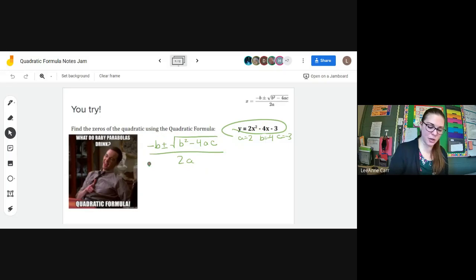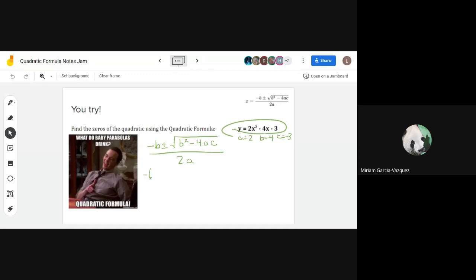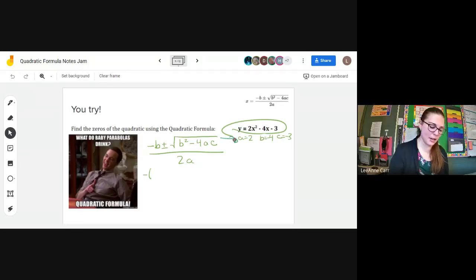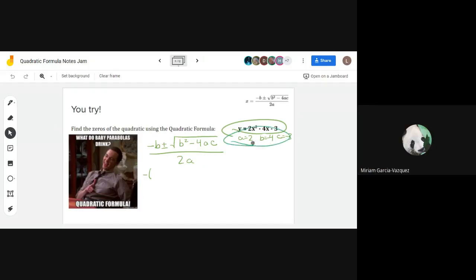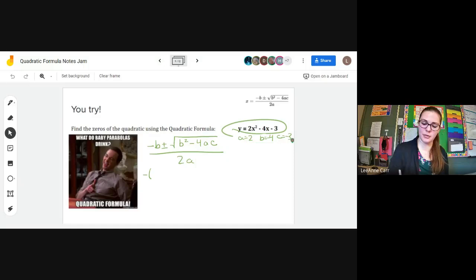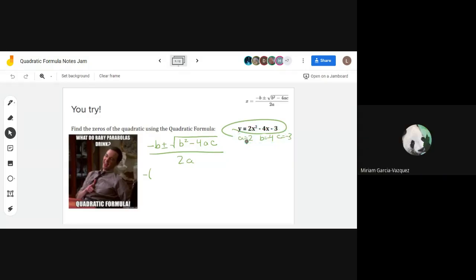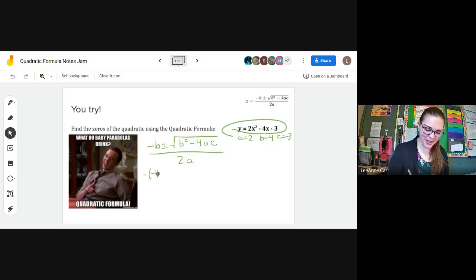So help me out. The first one I come across is this B. What am I going to put in that B's place? 1. Look back at what you told me your A, B, and C are. Oh, 2. Right over here. What'd you tell me your B value is? Sorry, -4. There we go, -4. And we got plus or minus.